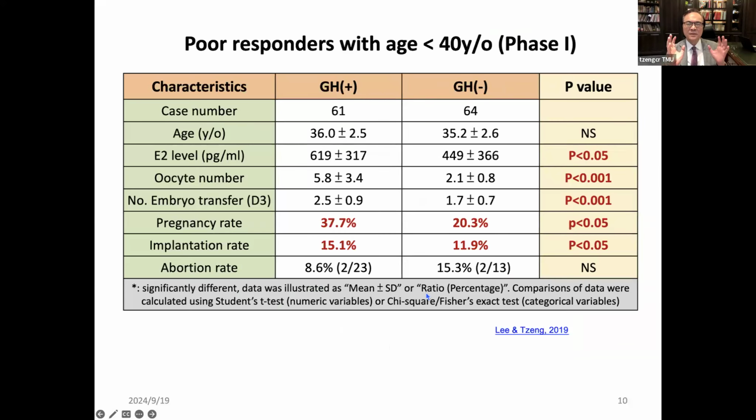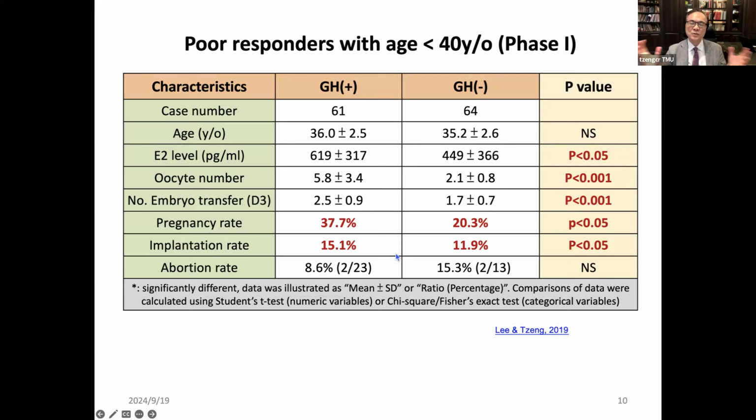And then we look at those patients under age 40. You can see here, again, the pregnancy rate and implantation rate are much better in the growth hormone treatment group compared with control. And that is significant. So the implantation rate is much better.